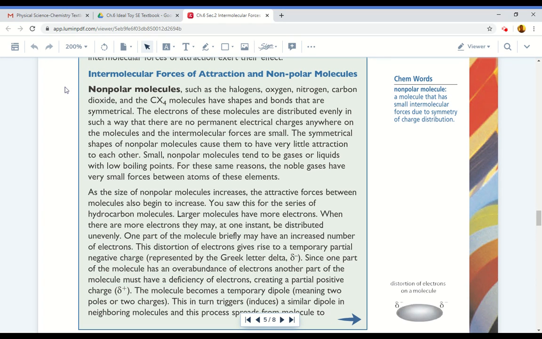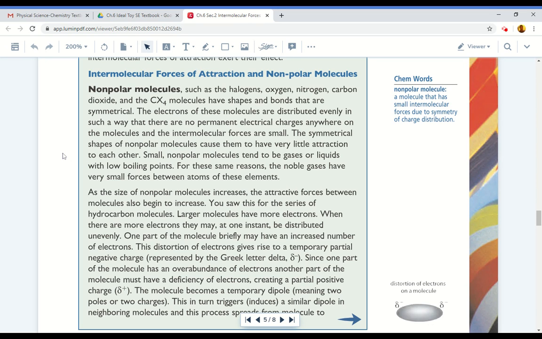Intermolecular forces of attraction and nonpolar molecules. Nonpolar molecules, such as the halogens, oxygen, nitrogen, carbon dioxide, and the CX4 molecules, have shapes and bonds that are symmetrical. The electrons of these molecules are distributed evenly in such a way that there are no permanent electrical charges anywhere on the molecules, and the intermolecular forces are small.